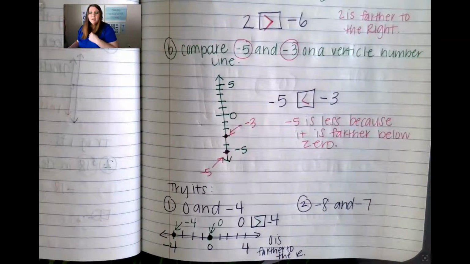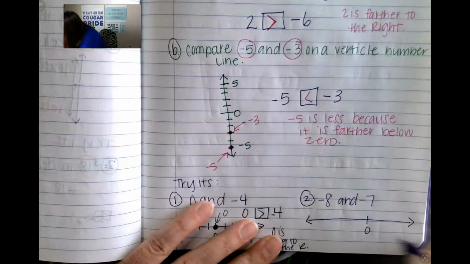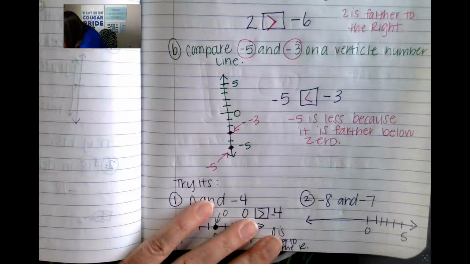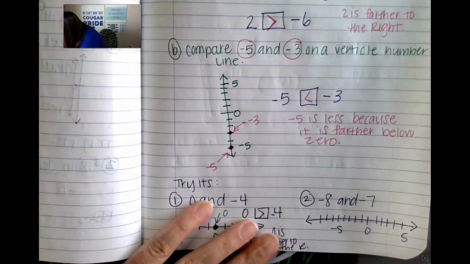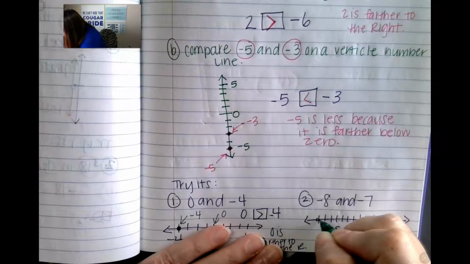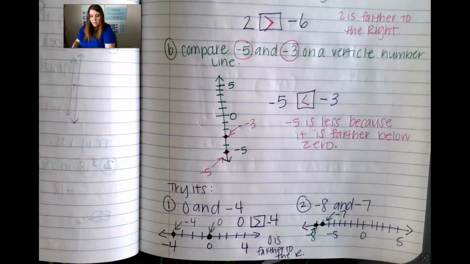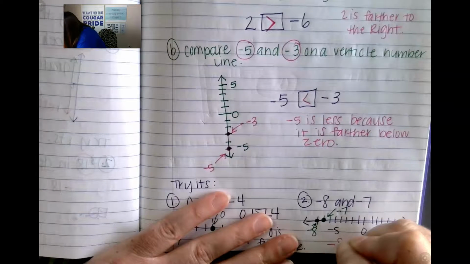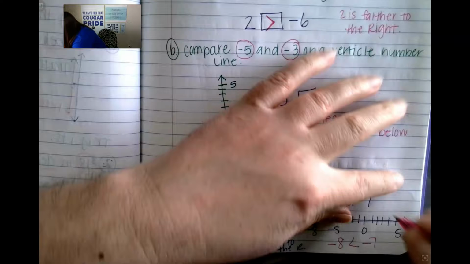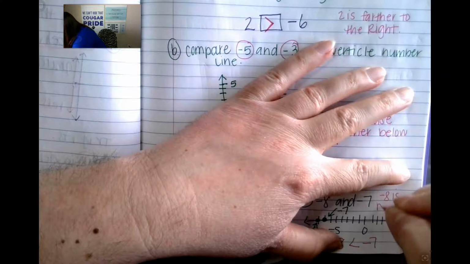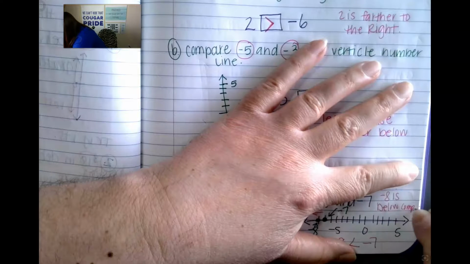Okay, now we're going to look at number 2. I'm looking at negative 8 and negative 7. We have 0, 1, 2, 3, 4, 5 up here, and we're going to go negatives: negative 1, 2, 3, 4, 5, so negative 5, negative 6, negative 7, negative 8. We need to graph both of these. Here's negative 8, and here is negative 7. When we compare these, we say that negative 8 is less than negative 7. That's because negative 8 is below, or farther to the left, compared to negative 7.